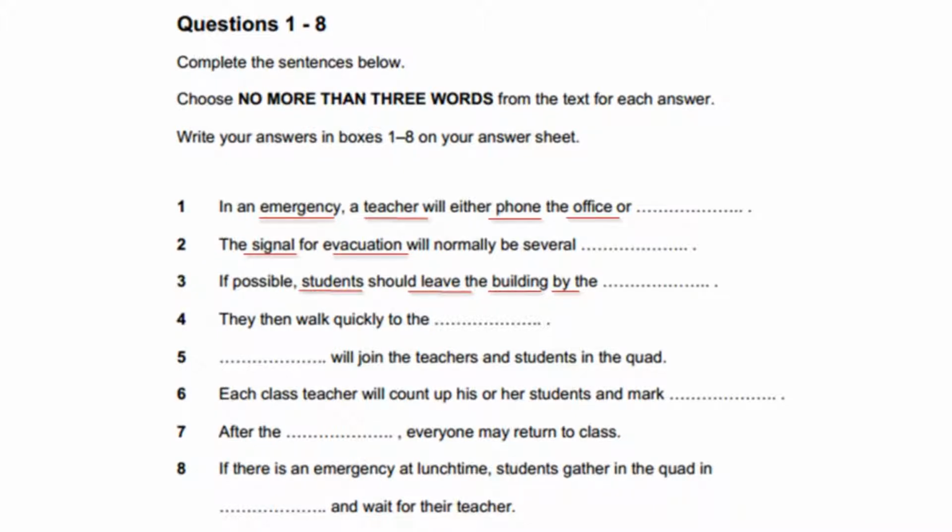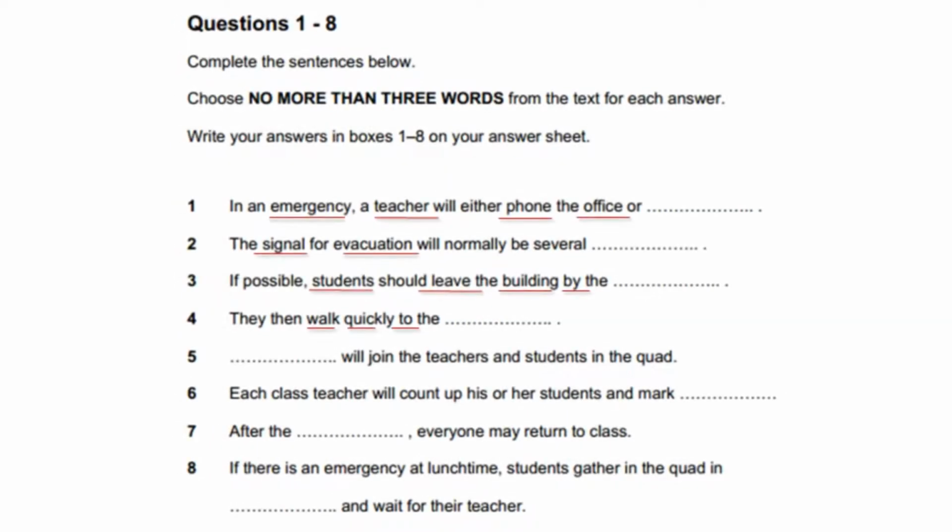For question 4, you need to complete the following sentence. They then walk quickly to the... The first thing you need to do is underline any keywords. I would underline walk, quickly, and to. Then go back up to the text and scan the text for the answer.